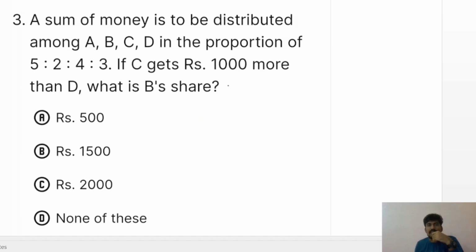A sum of money is to be distributed among A, B, C, D in the proportion of 5:2:4:3. If C gets 100 more than D, what is B's share? Here the amount is distributed among A, B, C, D in the ratio 5:2:4:3. Here A's share is 5 parts, B is 2 parts, C is 4 parts, D is 3 parts. Here C is 1 part more than D.